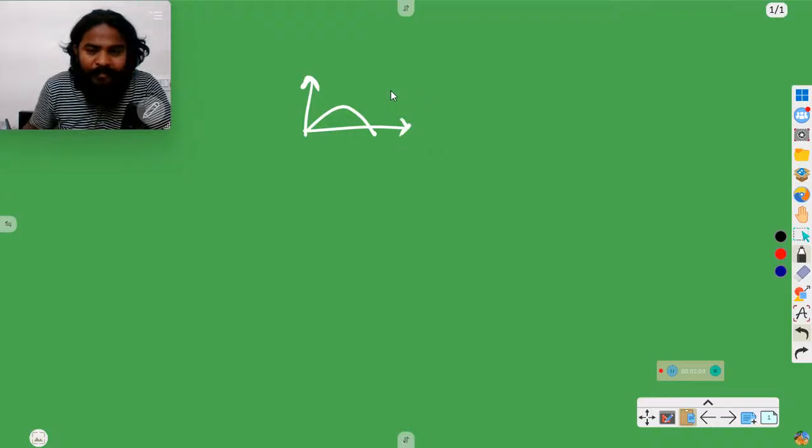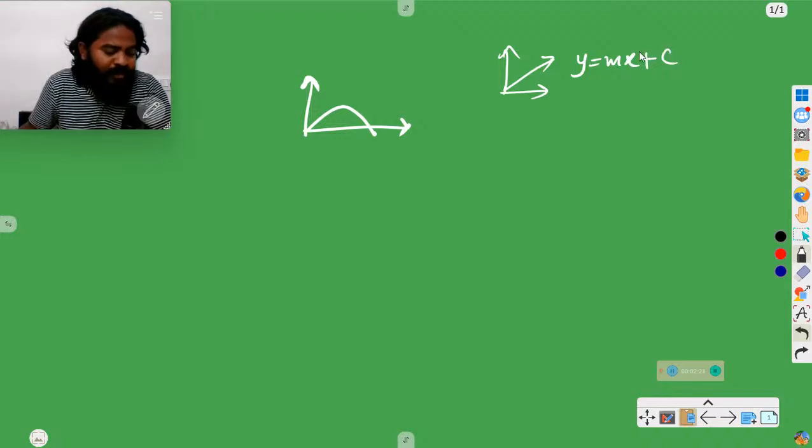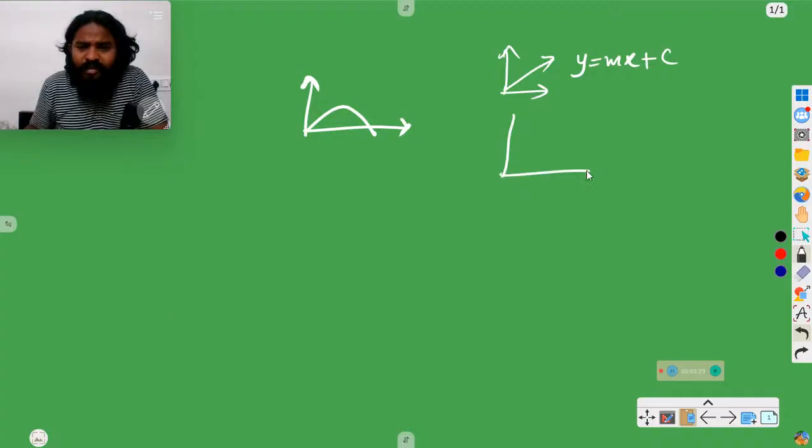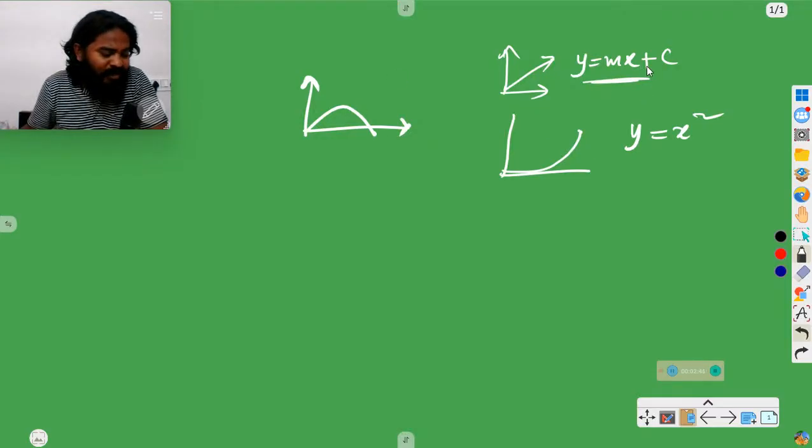mathematics. For example, for a straight line, the equation is y is equal to mx plus c. If you draw the graph for y is equal to x square, then you will get a curved path like this, right? And y is equal to mx plus c is nothing but a straight line, right?